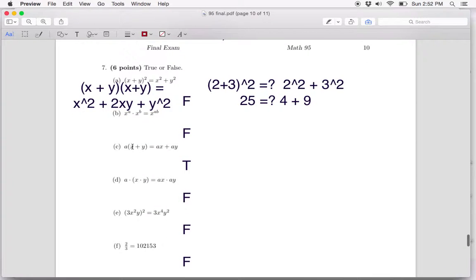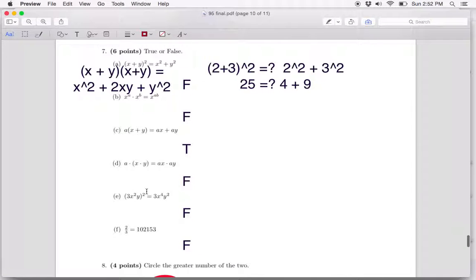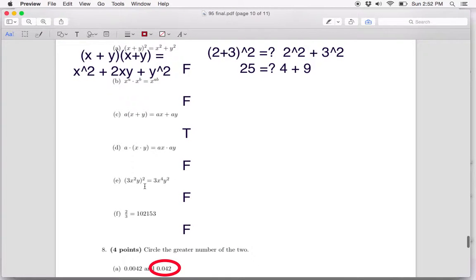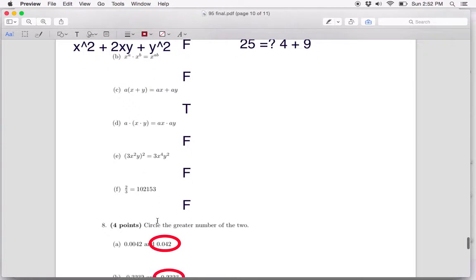Okay, this one is a times the x plus a times the y. That's just what we would expect. This one, you don't distribute when you're multiplying because they're multiplied through, and you could check that with some practice numbers there. This one is almost right, except it forgot to square the 3, because you have 3x squared y times 3x squared y, so you'd have 3 times 3, so this should be a 9. And then, of course, clearly 2/3 is not equal to some number in the 100,000s.